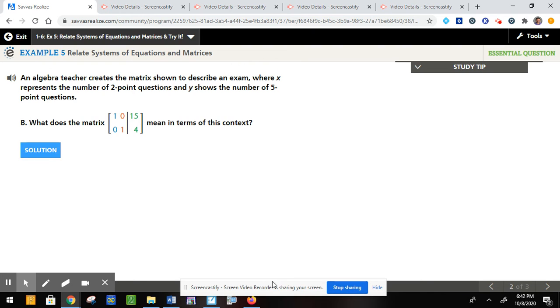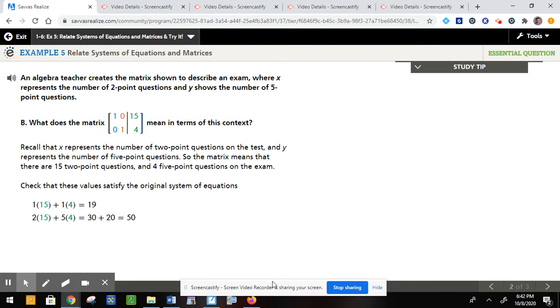Well, let me write it out. If you were to break out this equation, you'd have 1x plus 0y, so just x, is equal to 15. If you were to break out this second equation, 0x, so I'm not going to write it, plus 1y, so just y, is equal to 4.